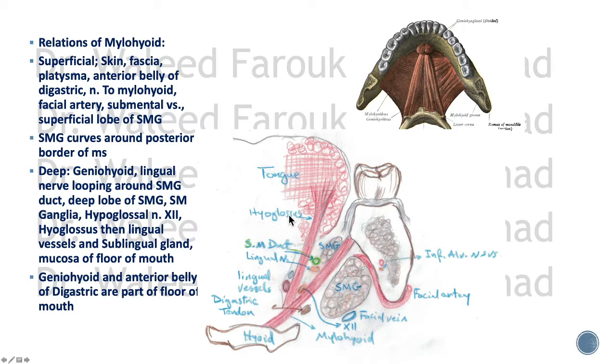So geniohyoid, as we mentioned, and the anterior belly of digastric are part of the floor of the mouth. Since they come in relation to the mylohyoid, they are part of the floor of the mouth. But geniohyoid is from the inside of mylohyoid, while the digastric is from the outside, superficial to mylohyoid. So actually, these are the structures you will be grasping between your index and thumb fingers. See how many structures? It's lots and lots of structures there.